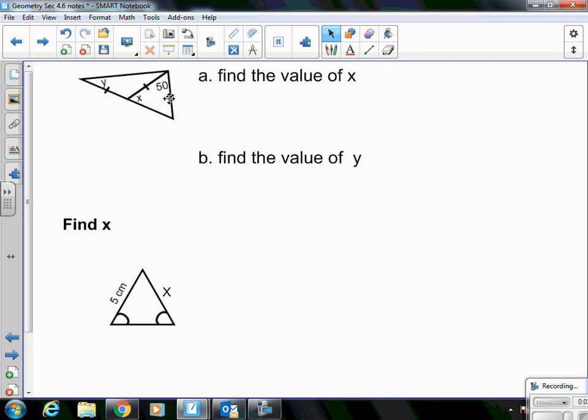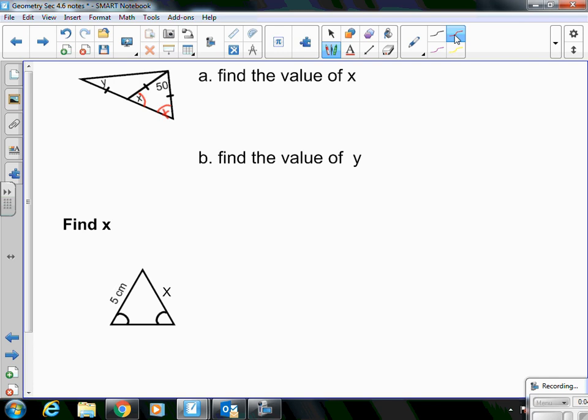It's got two congruent sides. So if we remember back to the base angles theorem, which says if we've got two congruent sides, then the angles opposite those sides will be congruent as well. So that x angle and the other base angle there would be congruent angles, which means that we could call that one x also.